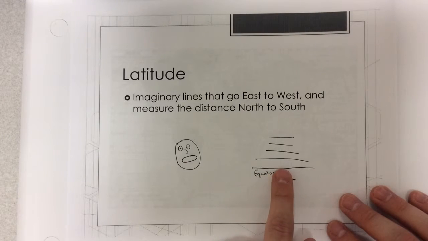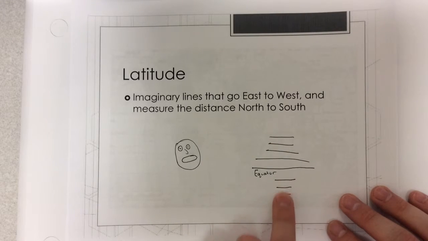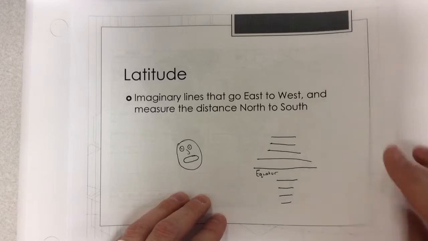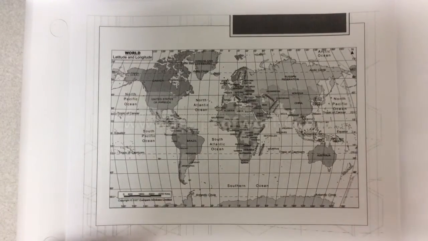And what it's doing is it's telling us how far north of the equator we are, that's what these lines are, or how far south. So let's take a look at it on a larger map. On a larger map that has everything west.